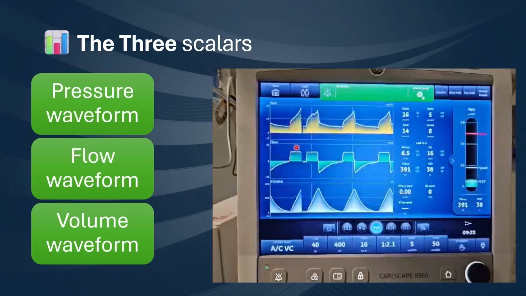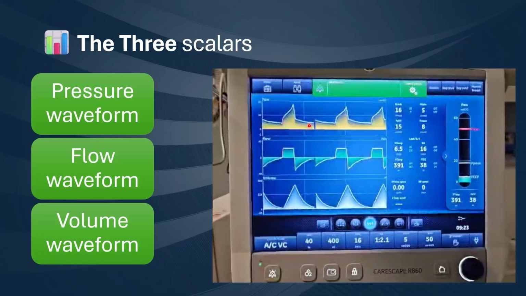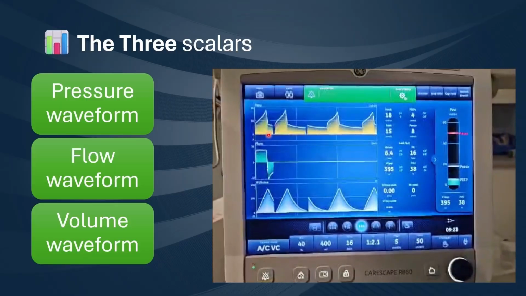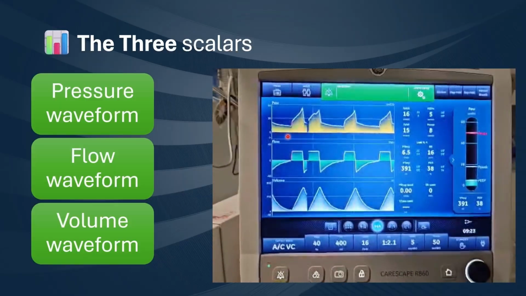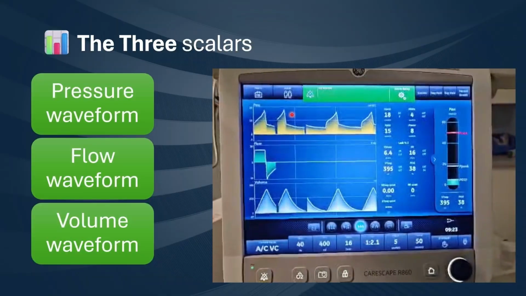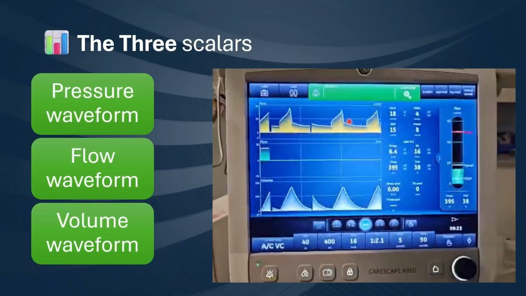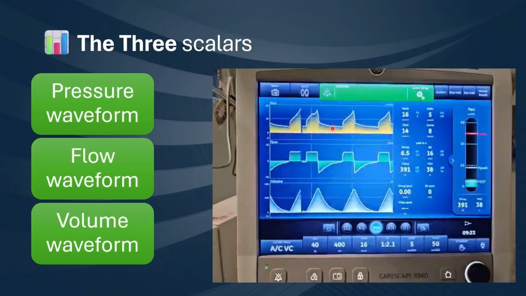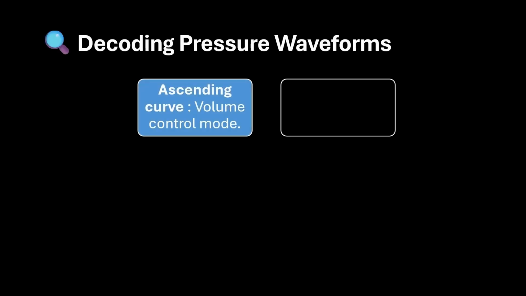If you look at the pressure time scalar, there is a baseline, and from the baseline there is a rise of the pressure like this, which is called the ascending pressure waveform. We are going to talk about this more in the subsequent slides. Pressure waveforms can be ascending, and the other type is the square wave. An ascending pressure scalar waveform suggests volume control mode.